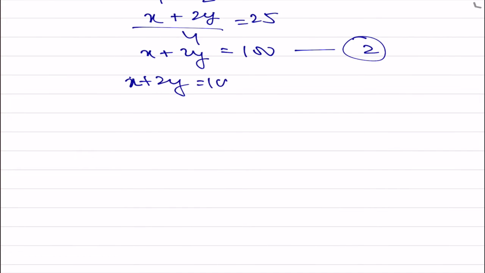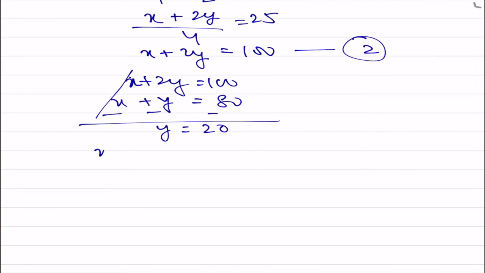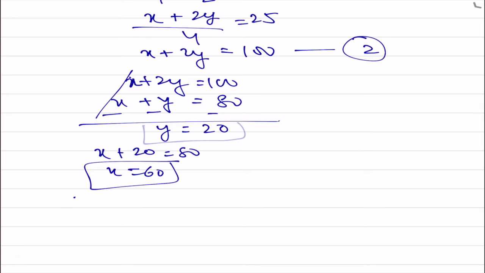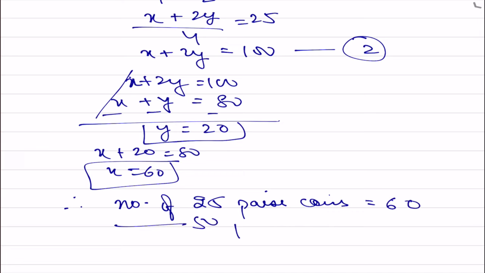Now we can solve both the equations simultaneously to get the values of x and y. x is 60, y is 20. Therefore, the number of 25 paise coins is 60, and how many 50 paise coins are there? 20. So this is the answer.